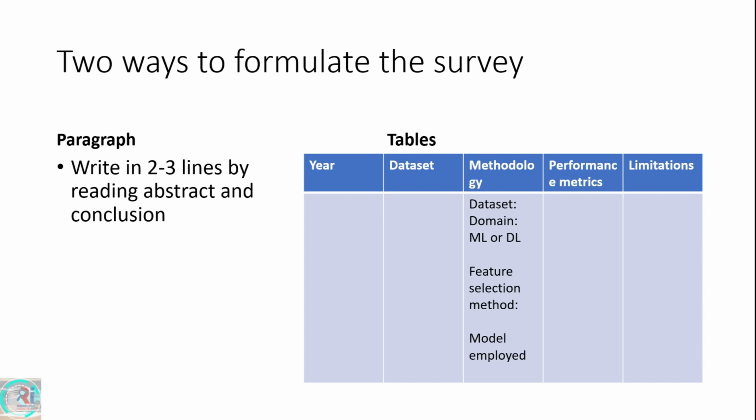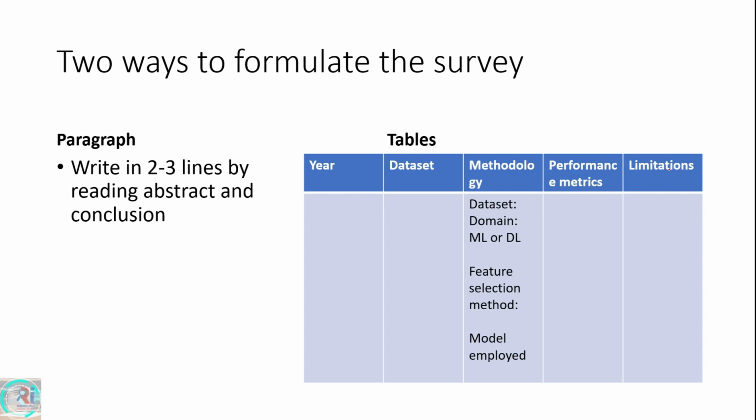Or else you can divide it, and on the right side you will have a table with columns like year, data set, methodology, performance metrics, limitation. One can fill in this table. So these are easy methods to do a literature survey in a very easy form. There will be no hectic work. Read the abstract, read the results and discussion, read the conclusion. Only these 3 things need to be read, and you can fill in these tables.